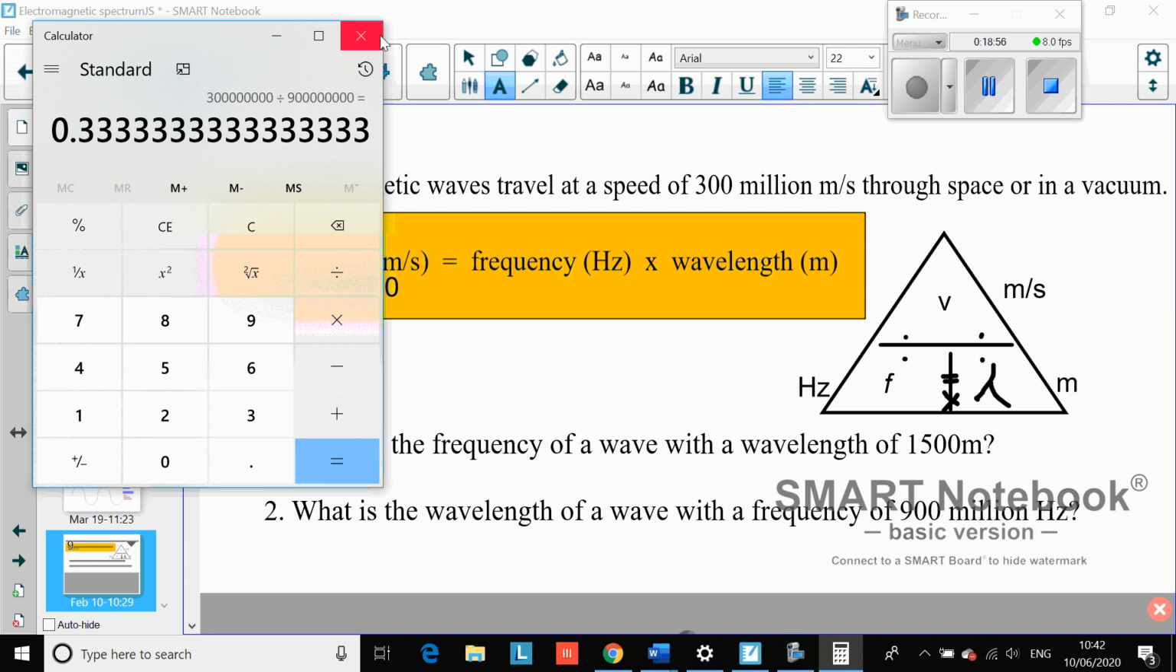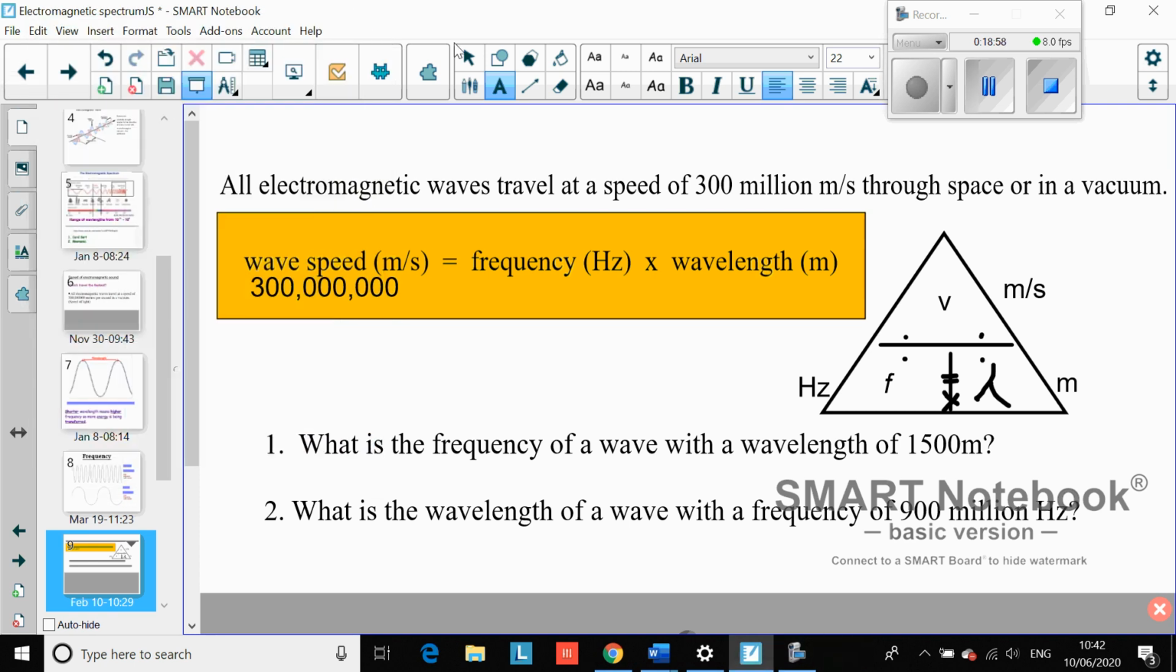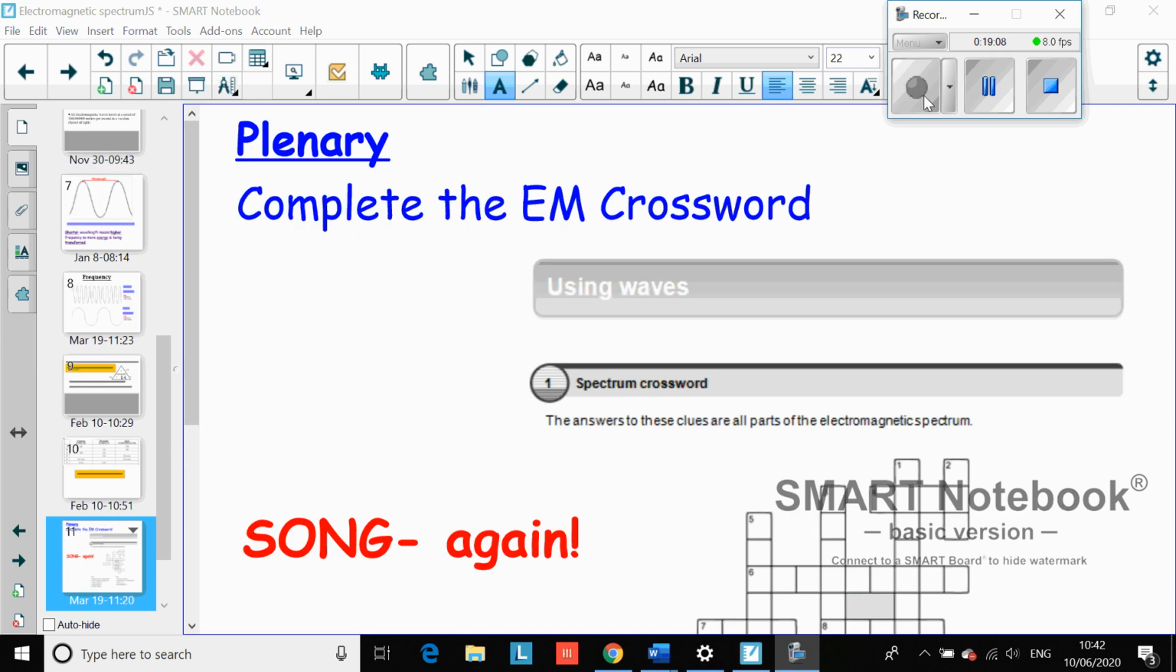What I would like you to do now is pause the video and have a go at working out the wave frequencies on the sheet. Okay, off you go, please. Welcome back. All you needed to do on the sheet was show your workings with the calculations. I'll post up those answers next lesson.